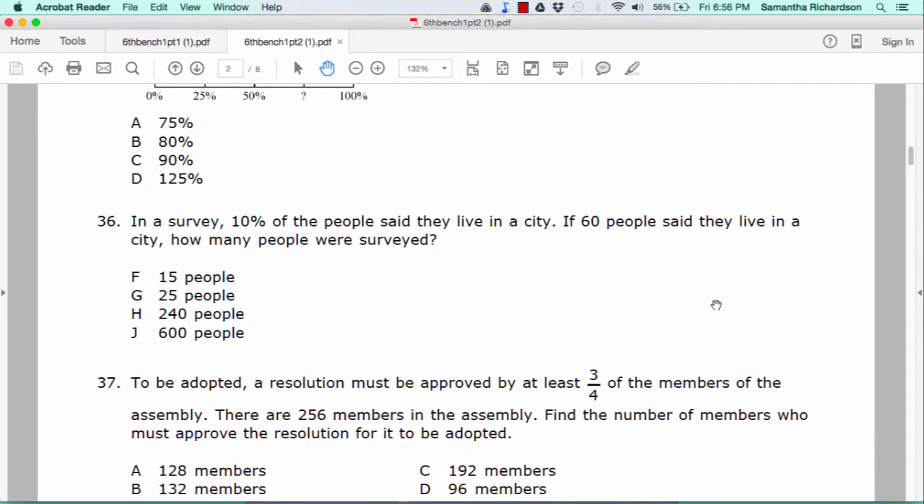Question 36. In a survey, 10% of the people say they live in a city. If 60 people said they live in a city, how many people were surveyed? F. 15 people. G. 25 people. H. 240 people. J. 600 people.